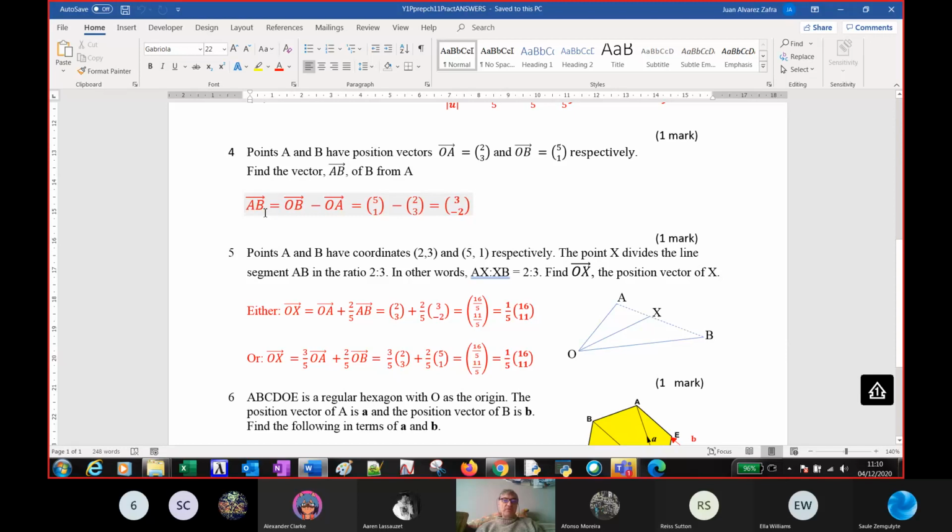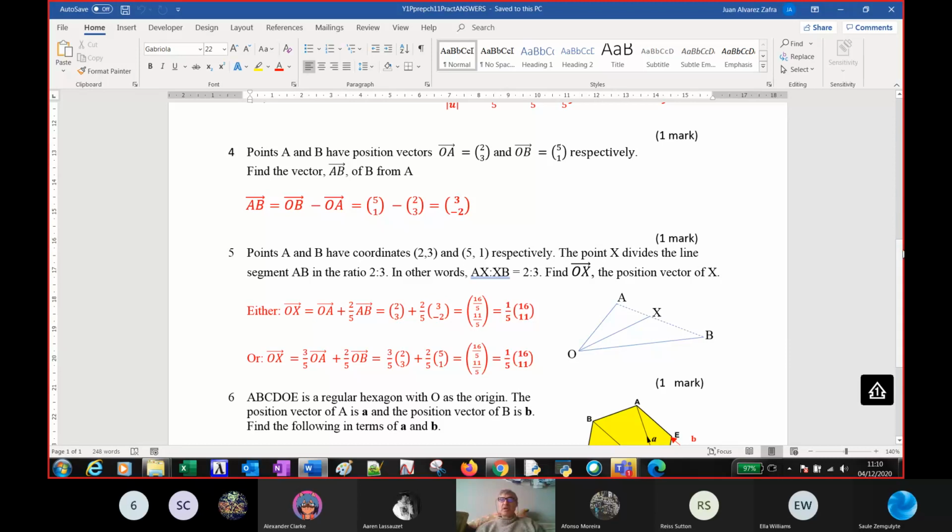Well, in general, to get the vector from the first point to the second point, you always write down the position vector of the second point and subtract the position vector of the first point. So in this case, the position vector of B is (5, 1), second point, and the position vector of the first point A is (2, 3). So we just do (5, 1) subtract (2, 3). We subtract 2 from 5 to give us 3, subtract 3 from 1 to give us minus 2. So the vector AB is going to be (3, -2).